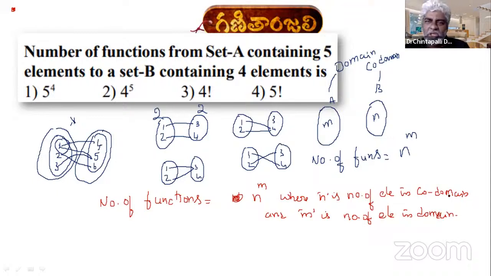Using this formula, can you answer this question? The number of functions containing 5. Oh, 5 to the power 4. Sorry, 4 to the power 5. Mark the correct option. Option 2, sir.